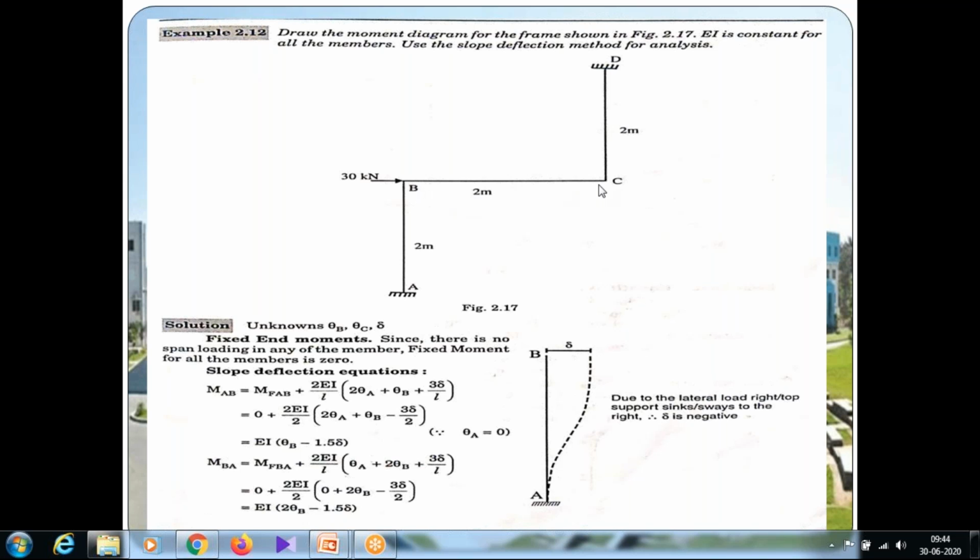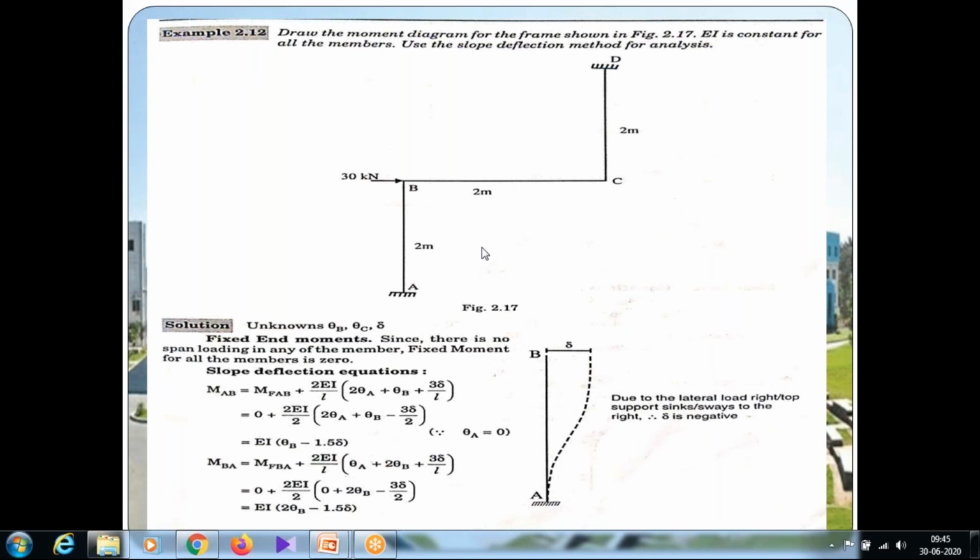These two unknowns are because of the slope. The third unknown is the sway. In this frame, the sway will occur because it is unsymmetrical and also it has a lateral load of 30 kilonewton. So the third unknown is delta. Delta denotes the lateral movement distance. So the unknowns are theta B, theta C, delta.